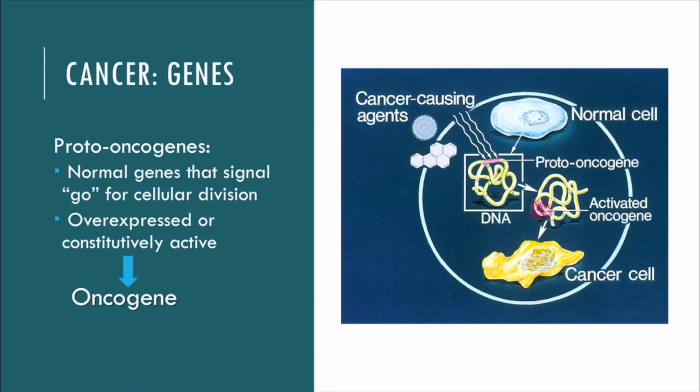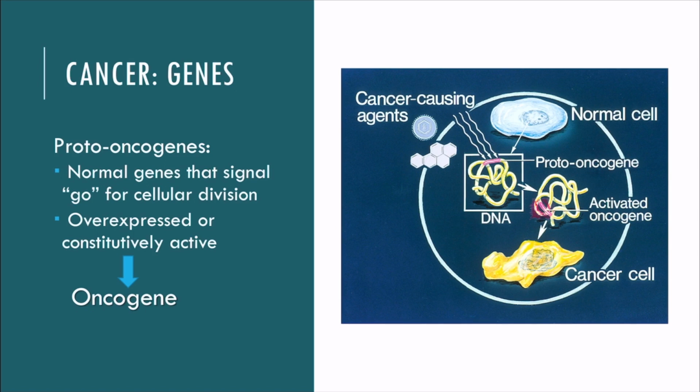So on our DNA, the genes are there, but they can be in an inactive state where you couldn't get the RNA off of it. Constitutively active means it's always on. You're always expressing that gene. So if a gene that tells a cell to divide is either overexpressed or always active, it's telling that cell to continue dividing forever. It never stops telling the cell to divide.